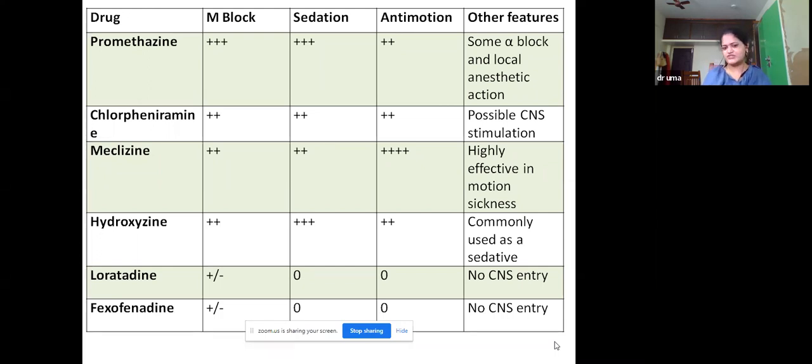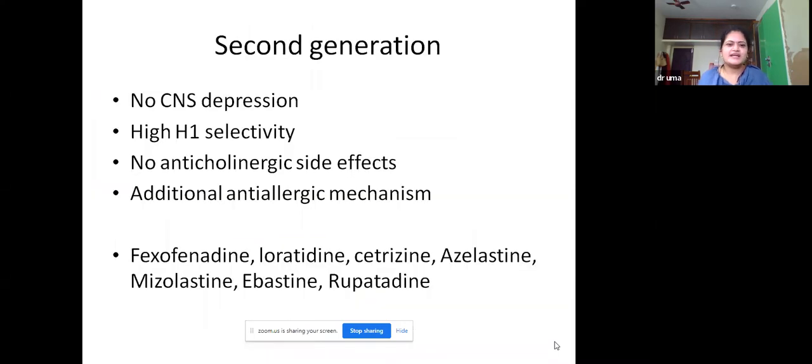But loratadine, fexofenadine, they are second generation antihistamines. There is no entry in the CNS, so they will not produce sedation or any anti-motion effects. So the advantage of using second generation antihistamines is they will not produce any sedation, no CNS depression. They are highly H1 selective, no anticholinergic side effects, but they have additional anti-allergen mechanism.